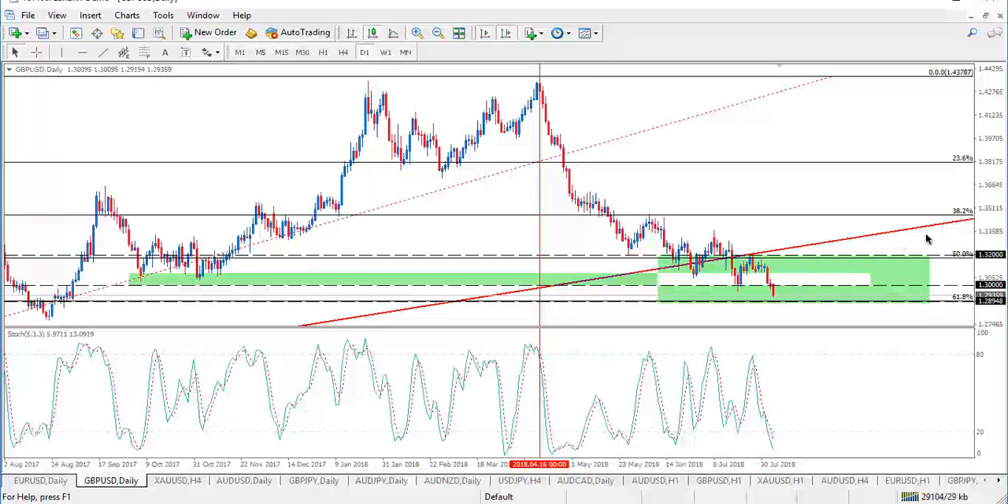This is conditioned by the continuation of trading above the level of 1.2890 during this week. So let's wait for some bullish evidence here to see what will happen.